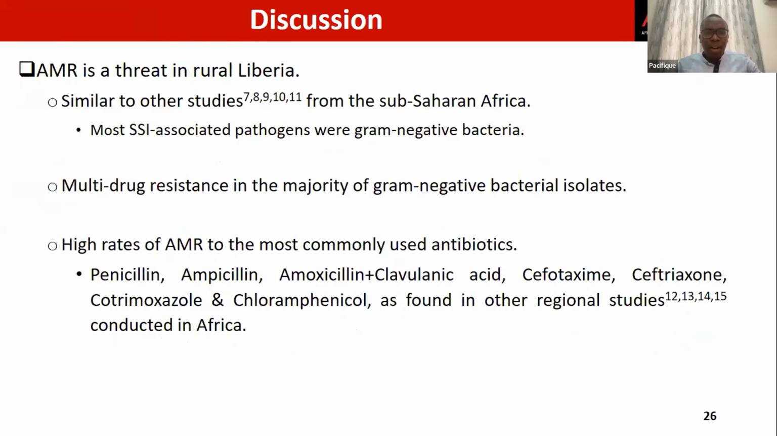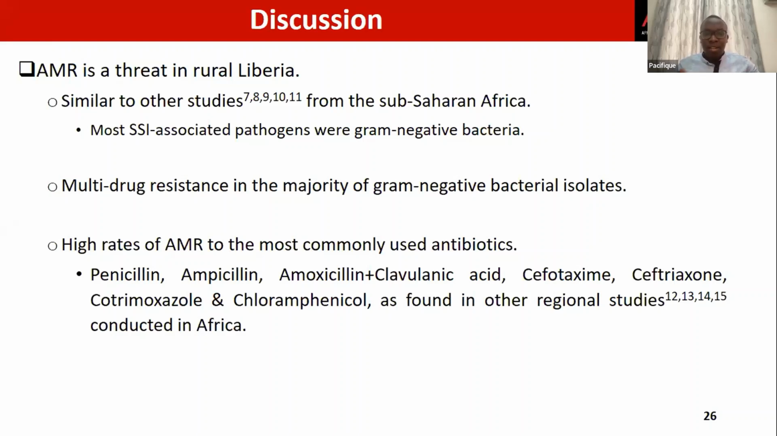In general, from our findings, we realized that antimicrobial resistance is a big challenge in health systems in Liberia. And this is not different from what other studies have reported, especially in the region, in sub-Saharan Africa. And we realized from other studies, but also in line with our findings, most surgical site infections are caused by gram-negative bacteria. And we realized that there is a big concern about cases of multi-drug resistance, where some pathogens such as E. coli, such as Acinetobacter, are resistant to the majority of antibiotics, which used to be effective against those pathogens.